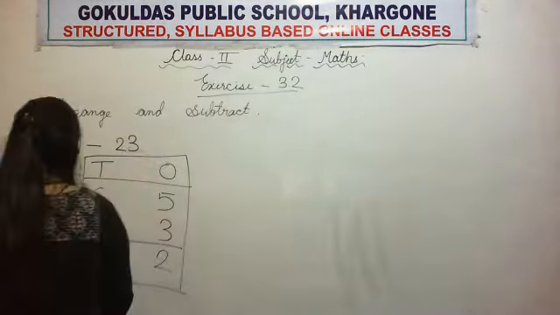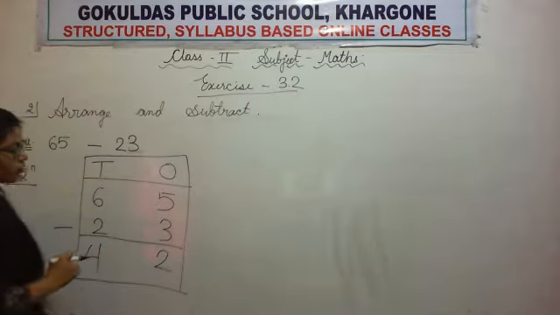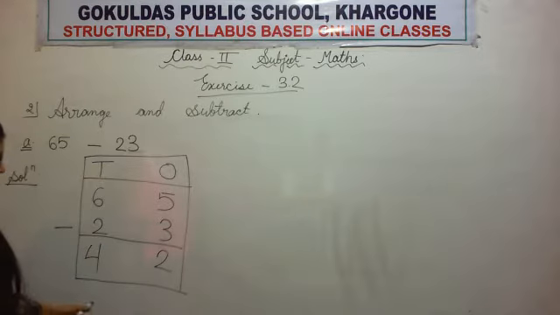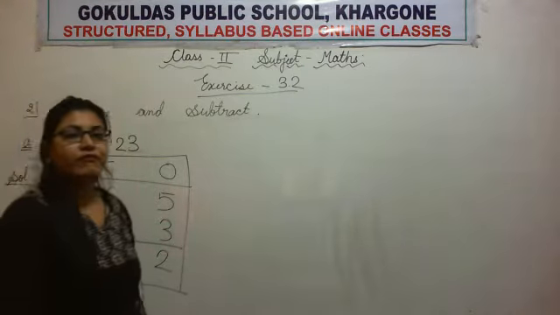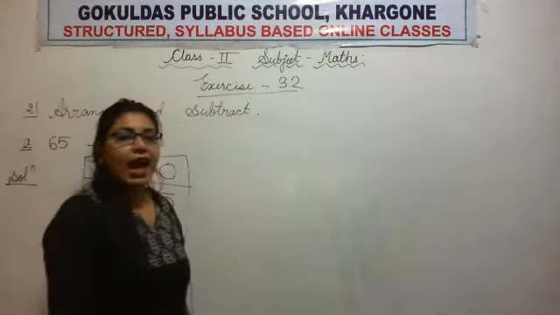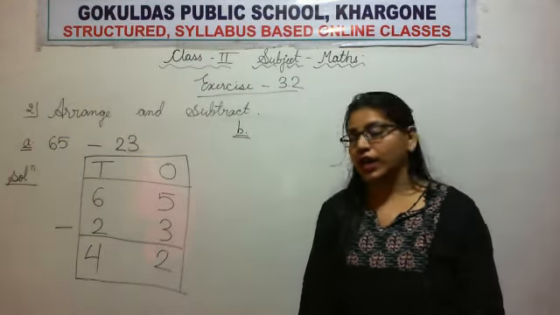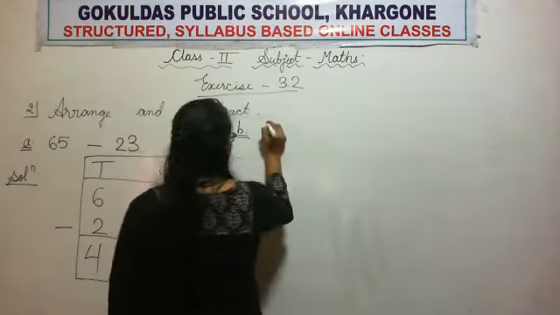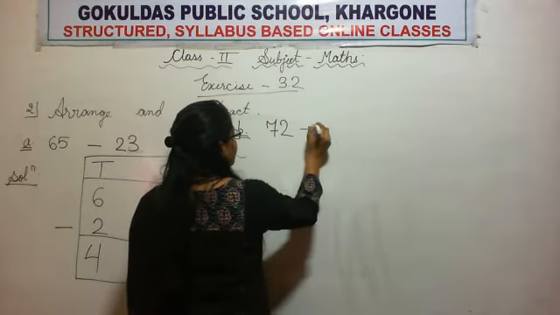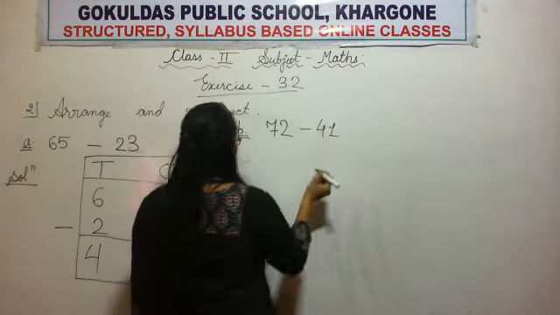So see, 65 minus 23, we arranged 65 and 23, both the numbers. Then we did subtraction and got 42 as result or difference. Okay, so now moving towards the next question, next part of the same question, that is part B. 72 minus 41. So let's write 72 minus 41.